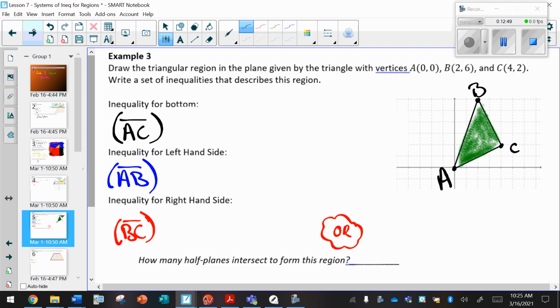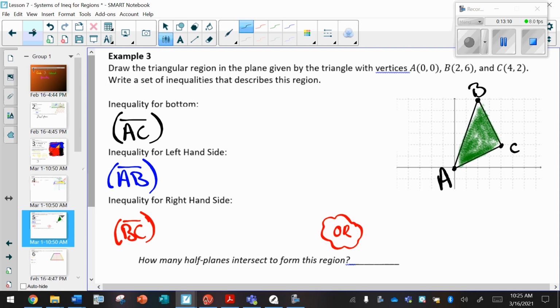Here's what we want to do. Draw the triangular region in the plane given by the triangle with vertices (0, 0), (2, 6), and (4, 2). I have mine drawn. You do not have yours drawn on your paper, so please draw it. And then we're working backwards. We are going to write the inequalities that describe this region. So that means we are going to write the equations of the sides.